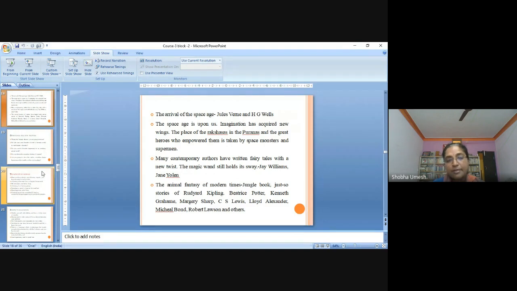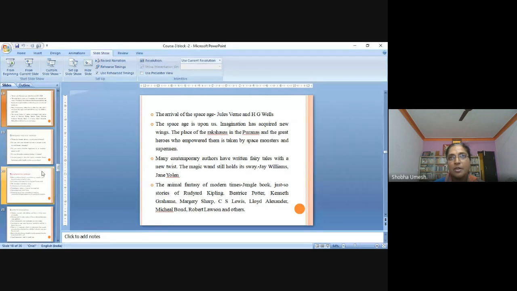In the past, the demons, the Rakshasas, were the evil characters in the Puranas and the holy scripts, and the great heroes who empowered them have been taken over by space-like monsters and Superman. But when you look back at the stories you have heard or read, and the stories of the present century, the characters have undergone changes.